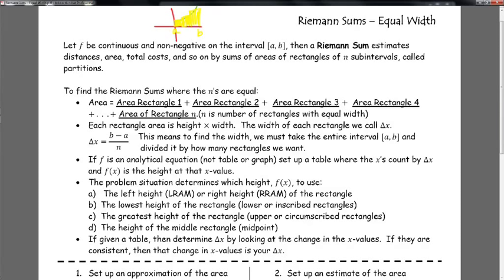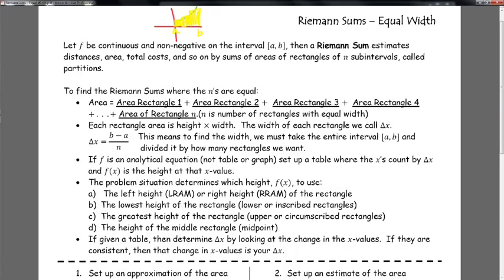The problem situation determines which height to use. So there's going to be times where the problem's going to say, I want you to find the left height. We call it LRAM, but essentially it's an approximation with a rectangle having to be on the left-hand corner. And then the right height would be the height on the right corner.